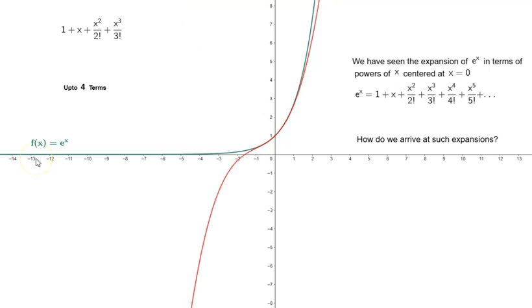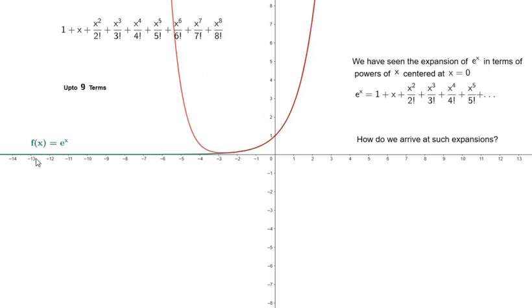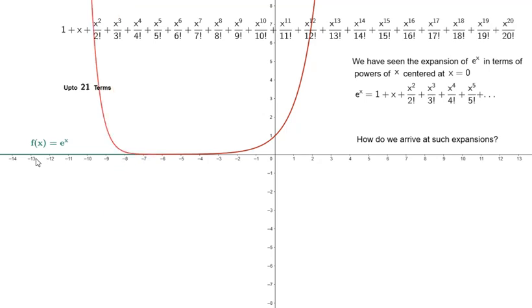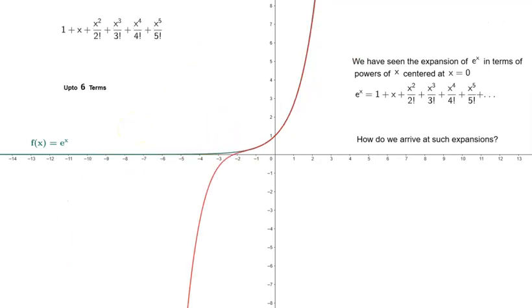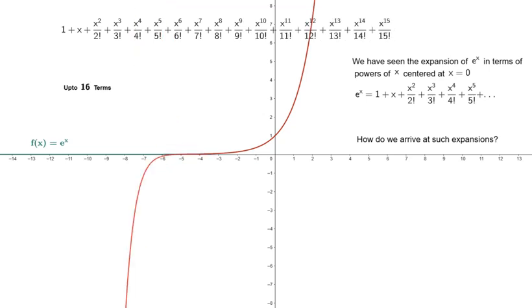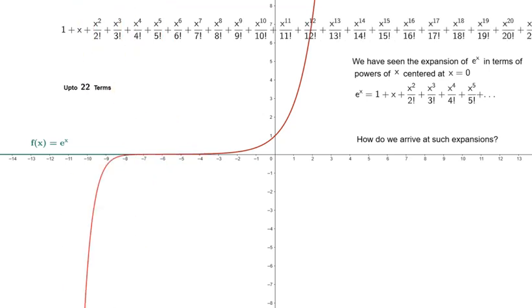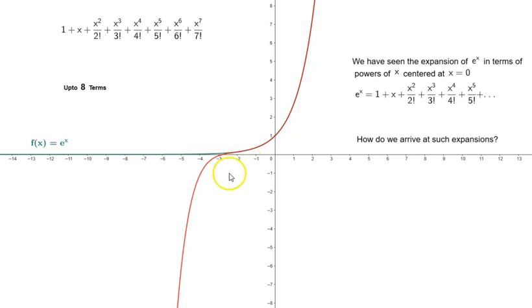So let's take it to 4 terms, 5 terms, 6 terms, 7, 8, 9, 10, 11, 12, and so on. Now I have taken it up to 26 terms. And each time, it is converging towards f of x, which means that as I take it to infinity, this series will become equal to e to the power of x.